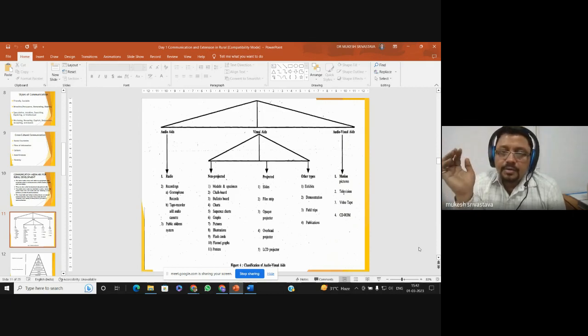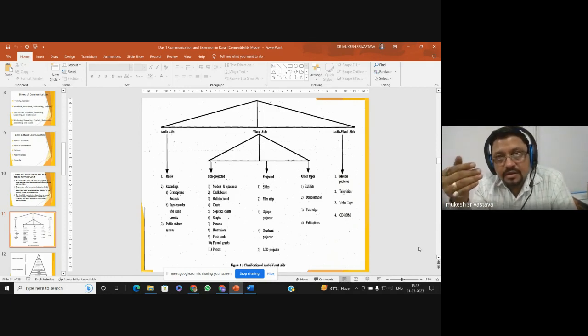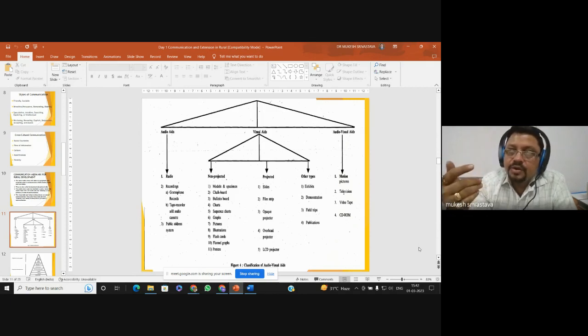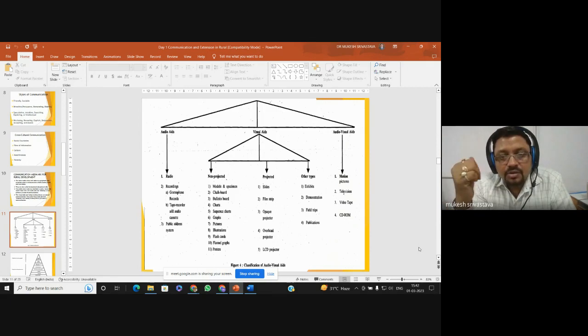When we talk about non-projected, it means we have certain charts, bulletins and pictures in a graph, which we show to different rural persons. You can use some equipment, or if we are making them aware about some specific scheme of government, this is called non-projected. That means we are not projecting anything on some wall or paper. And another visual aid is called projected.